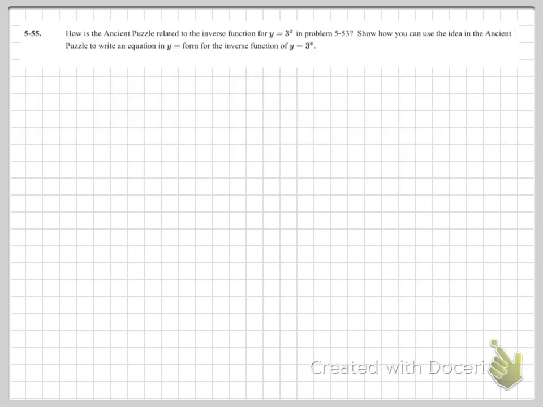How is the ancient puzzle related to the inverse function for y equals 3 to the x in problem 5-53? Show how you can use the idea of the ancient puzzle to write an equation in y equals form for the inverse of y equals 3 to the x. Remember, if it's inverse, we can switch x and y. So they want this equation, which is the inverse of that.